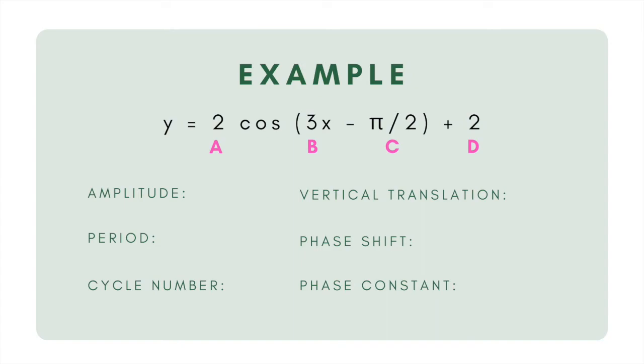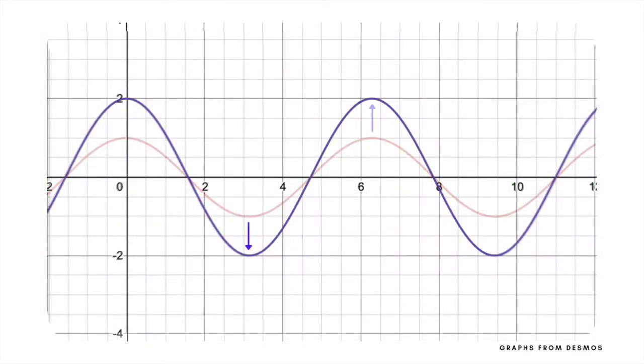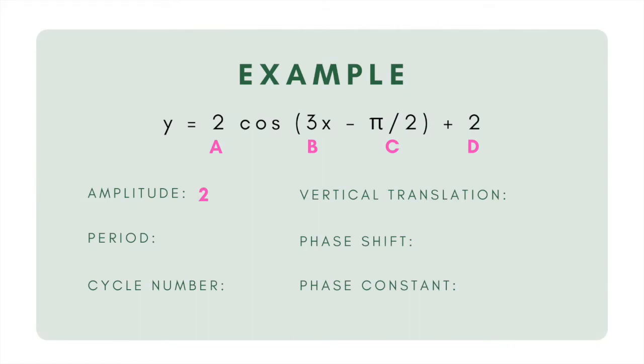Then we can get started with the amplitude. We know that the amplitude is a, or 2. Here's what it would look like on the graph. What's our cycle number? Well, as we learned, it's just b. So in this case, it would be 3.